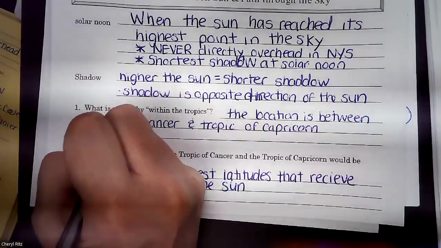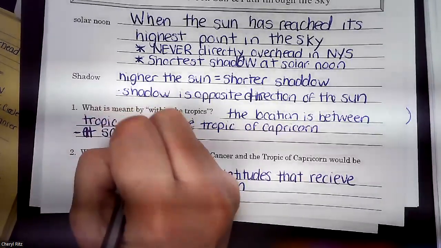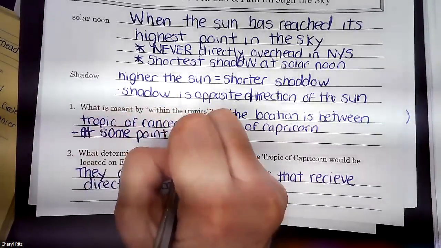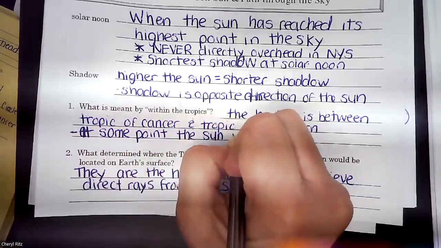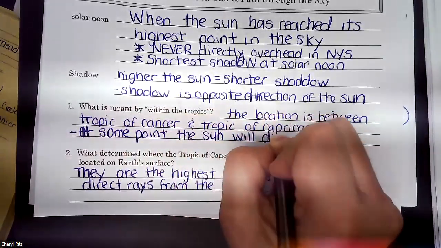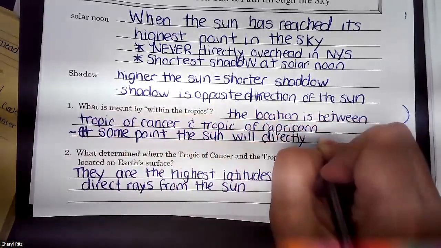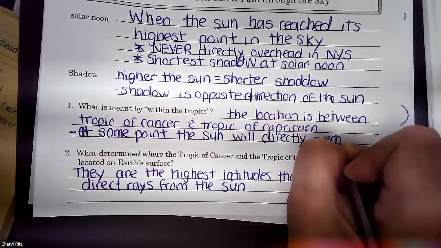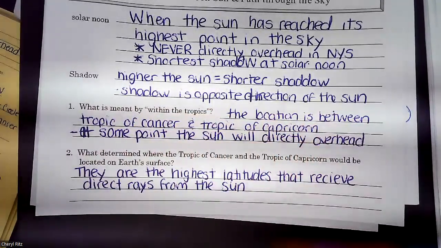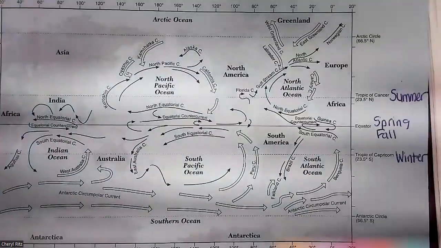At some point, the sun will be directly overhead. So as long as you live within the tropics, one or two days of the year, the sun will be directly over your head. So is New York within the tropics? No, that's not it.